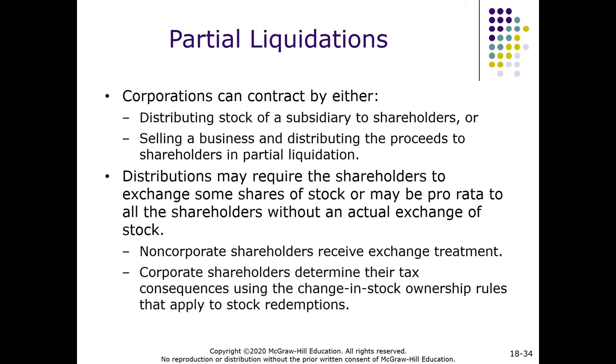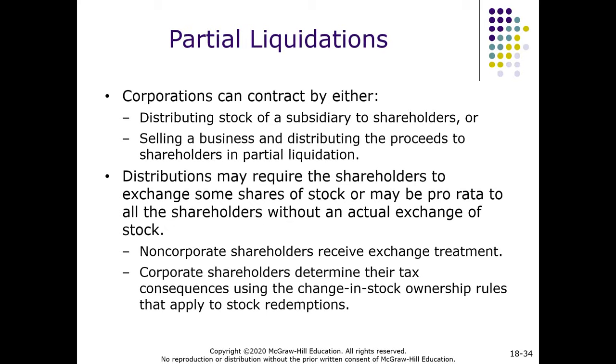Okay, so then you have a partial liquidation. We didn't talk about liquidations in general, so I'm not going to get too far into the weeds about this. But basically, you could have a partial liquidation with distributing stock or selling a business item and distributing the proceeds to the shareholders. A very good example of this would be, maybe I have a corporation that has three divisions. I have a division that sells product in Europe, one in the United States, and one in Asia. And the one in Asia is by far our most profitable.